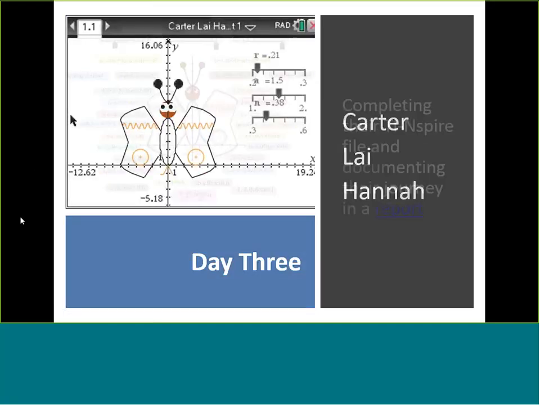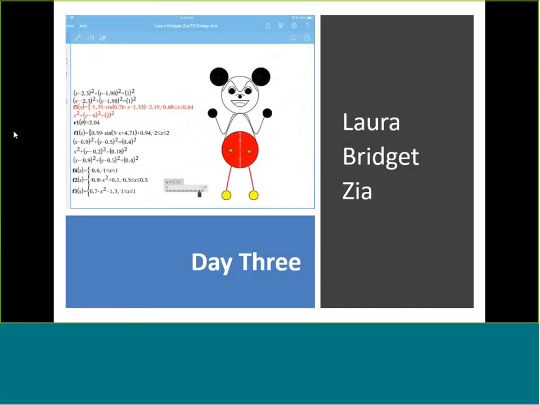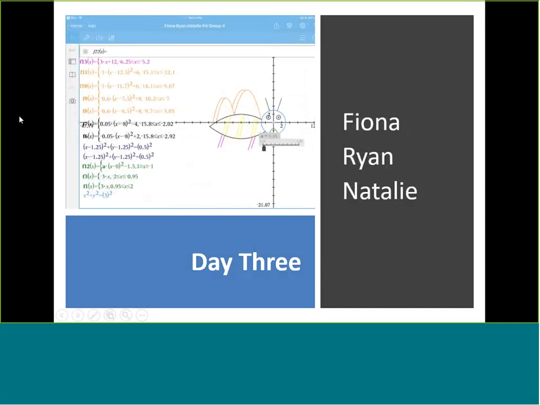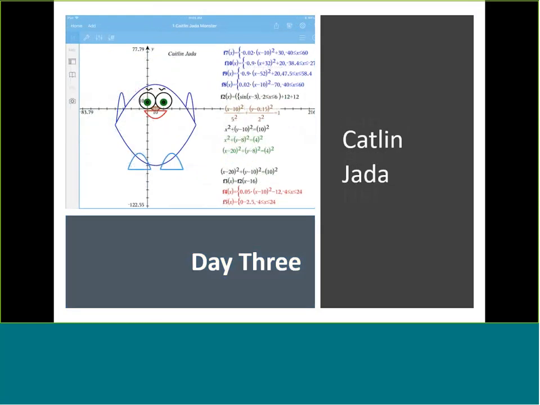So we're on to day 3. That's their groups. So here you're looking at Carter, Leigh, and Hannah. I'll show you a couple of other ones here. So this is from Laura, Bridget, and Zia. Fiona, Ryan, Natalie. Sarah, Avery, and Nelson. Caitlin and Jada.